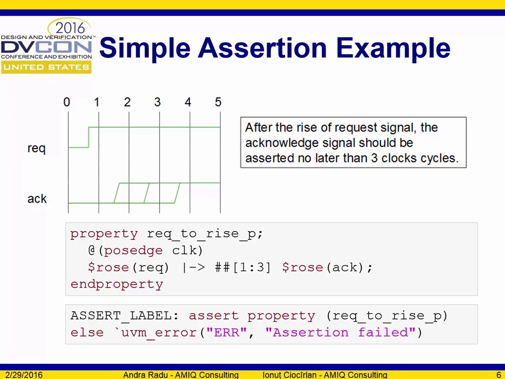Now, this property of this protocol could be translated easily into a property construction for the assertions like this one. But the property itself doesn't check anything. It needs an attached assertion to do that, like this simple one, in which we assert that this property should hold, otherwise we issue an error message. Now, this is how a simple SVA looks.